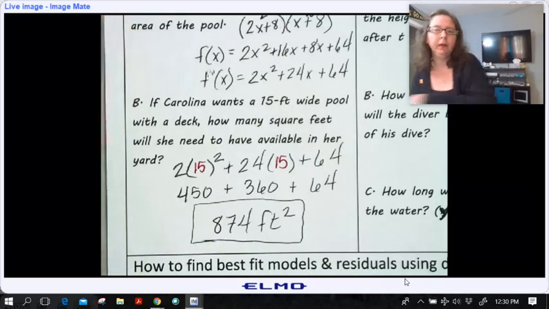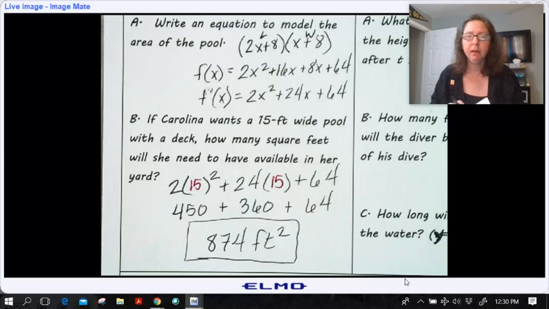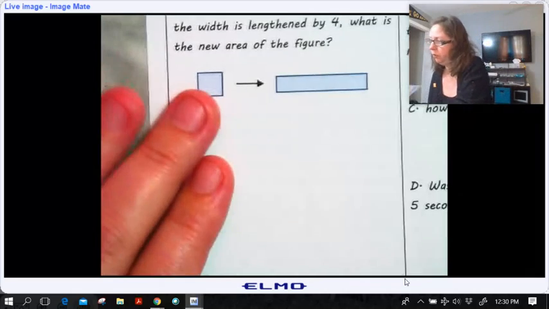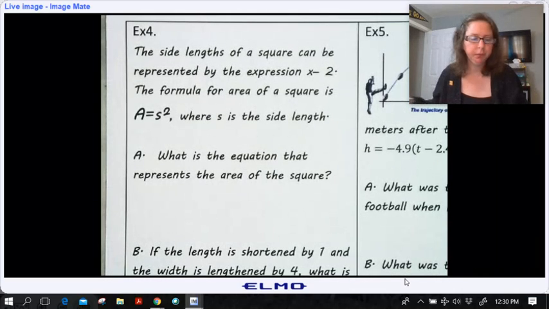Okay, and so that is working with an area model. Let's take a look at a second example of working with an area model. So I'm moving in my notes to example 4, if you have the guided notes. All right, example 4. The side lengths of a square can be represented by the expression x minus 2. The formula for the area of a square is area equals the side squared, where s is the side length. What is the equation that represents the area of the square?